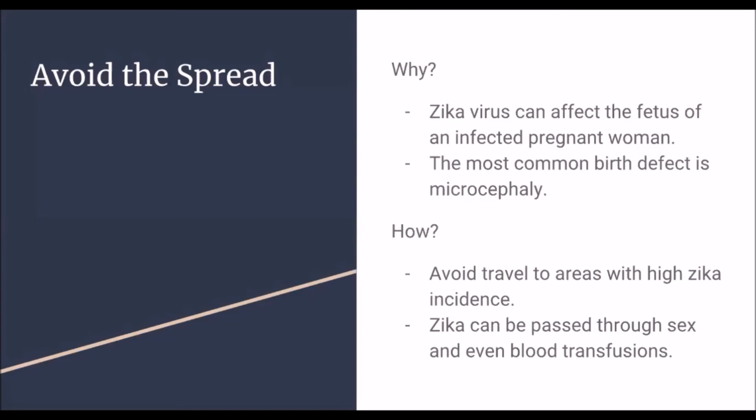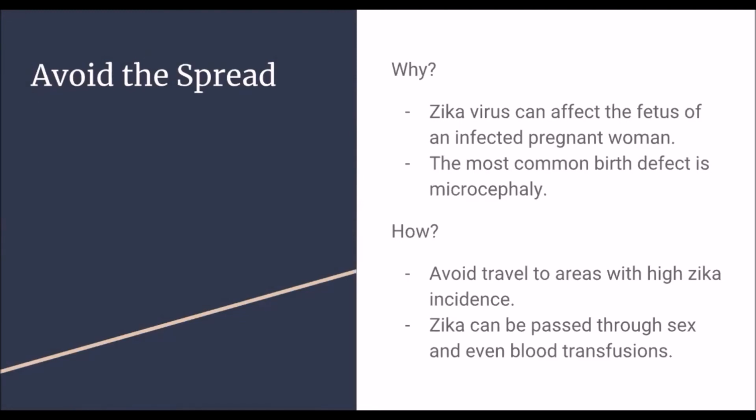When avoiding the spread of any disease, it's important to look not only at the how, but also at the why. Zika virus is so dangerous not necessarily because of the damage done to the infected person, but rather because of the effects that it can have on the fetus of a pregnant woman. Zika has been linked to microcephaly, a defect causing a smaller head and therefore quite possibly a smaller brain, as well as other severe fetal brain defects.